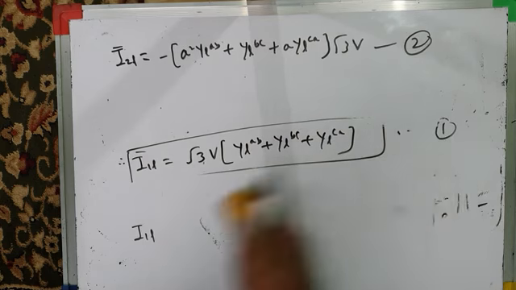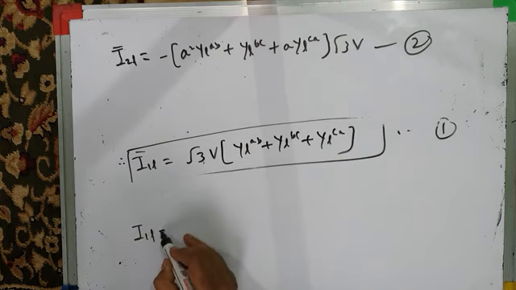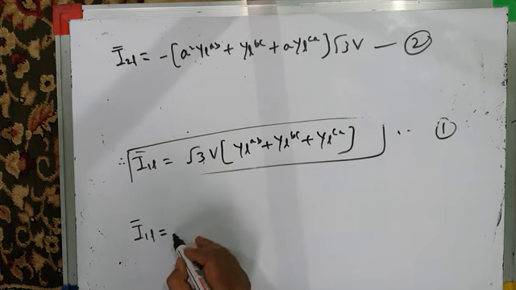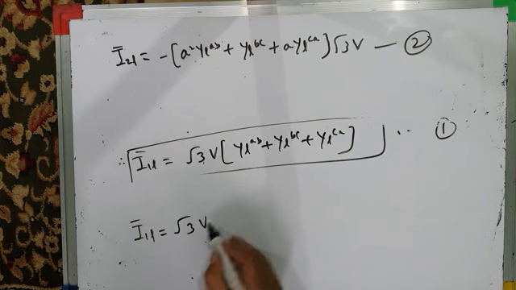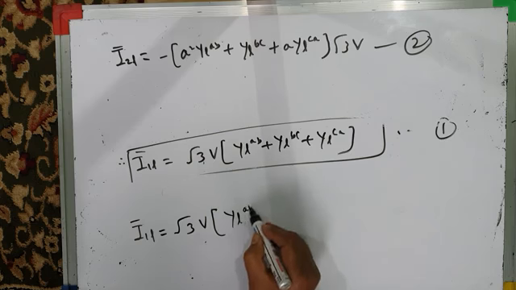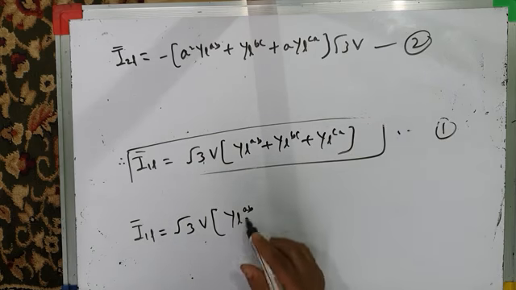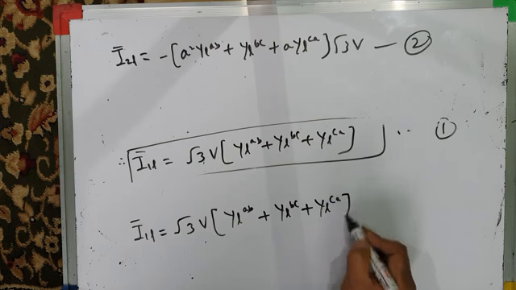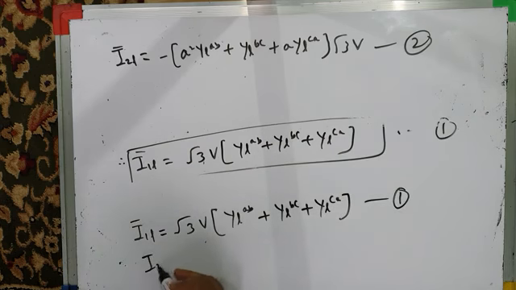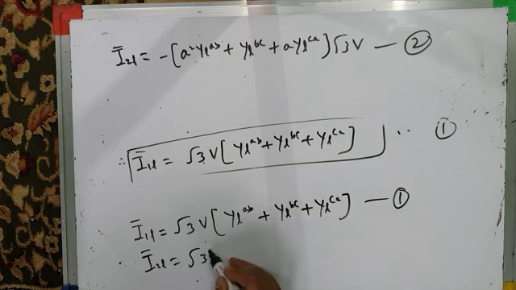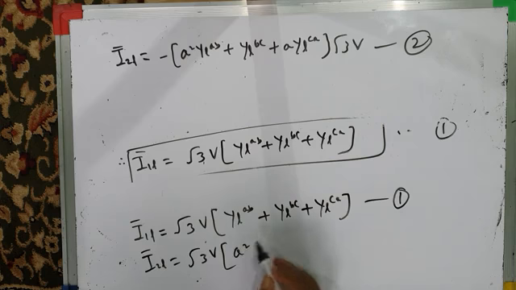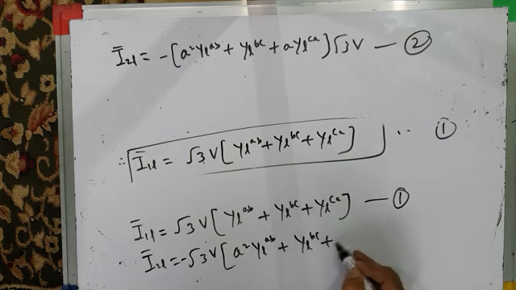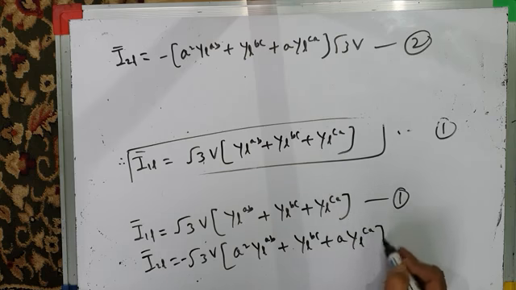So for the positive sequence component of current, you got this equation in terms of load admittances. Root 3V times I1L is equal to root 3V times YLAB, that is admittance of load arm AB, plus admittance YLBC plus admittance YLCA. This was equation 1. And the negative sequence component of current you got as root 3V times A square, of course minus root 3V times A square YLAB, that is admittance of AB, plus admittance of BC, plus A times admittance of CA. This is equation 2.